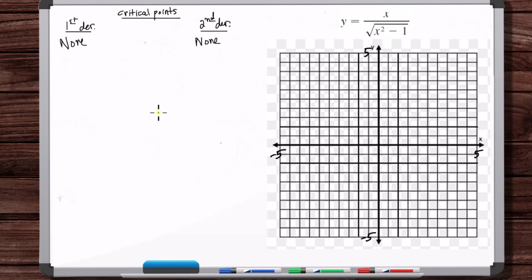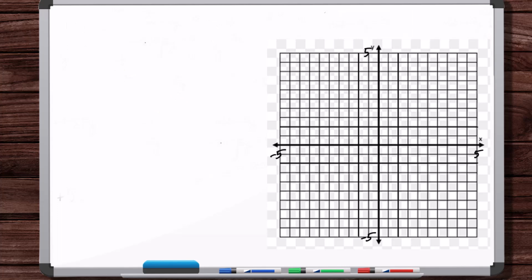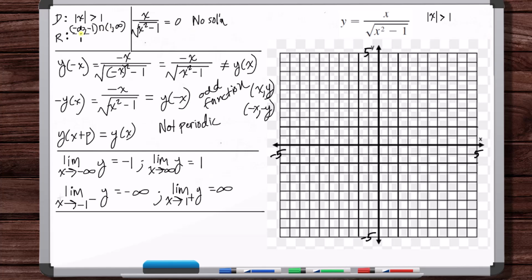Okay, now this is a little confusing because if we come back here, we've got two different sections of the domain. So potentially, even though we don't have any critical points, the concavity could change from this domain to this domain. But that's not going to be an inflection point, if that's the case. So, let's check this out.